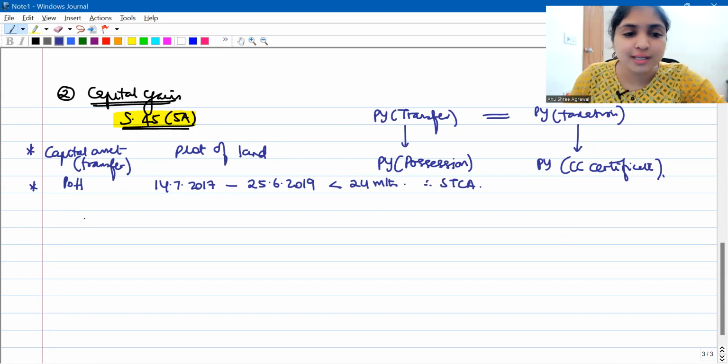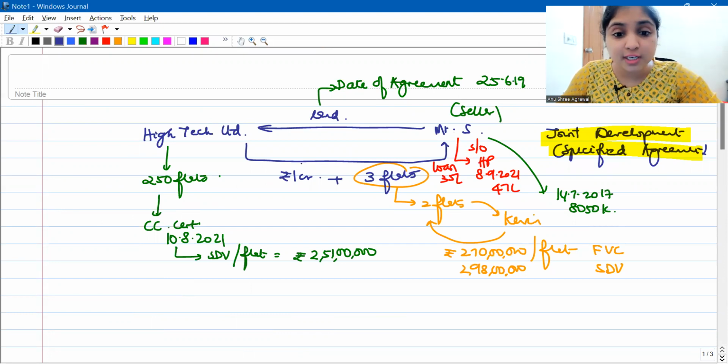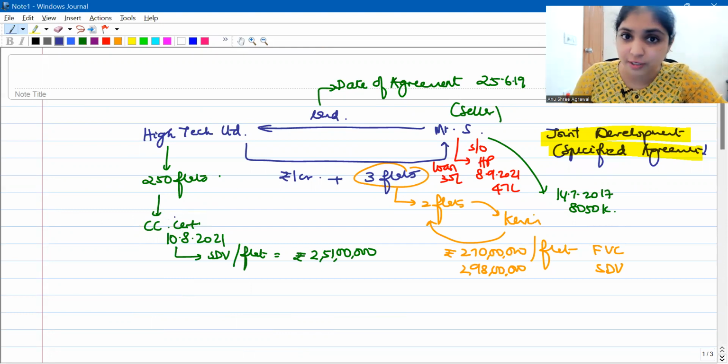Now we will start off with the capital gains calculation. We will start the capital gains calculation with full value consideration. Now, for this sale, what did Mr. Sakshar receive? He received 1 crore cash and he received 3 flats. In joint development agreement cases, under section 45(5)(a), the full value consideration will be whatever monetary consideration he's getting, that number plus these flats which he's getting, their stamp duty value on the date of construction completion certificate.